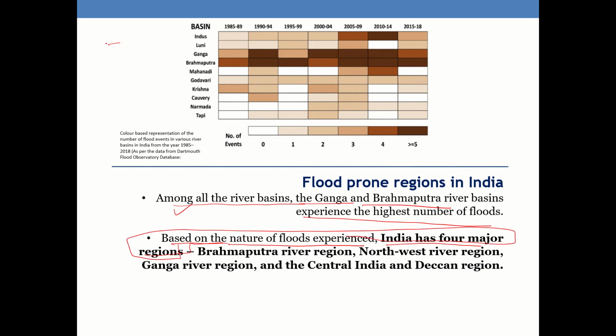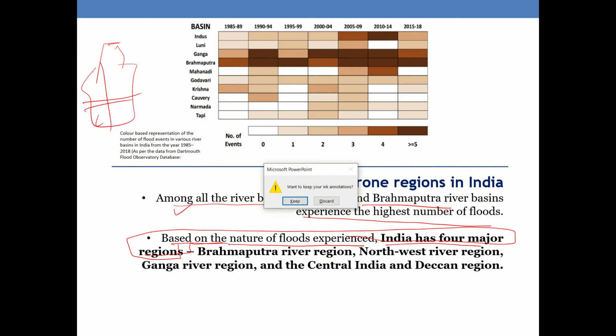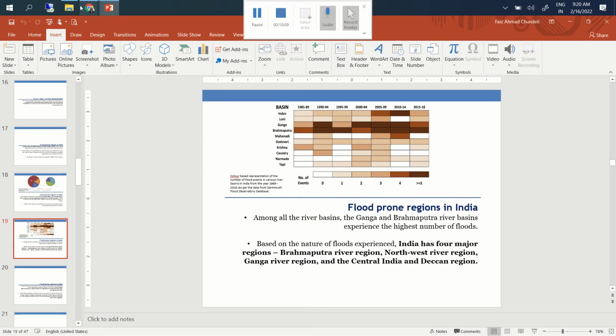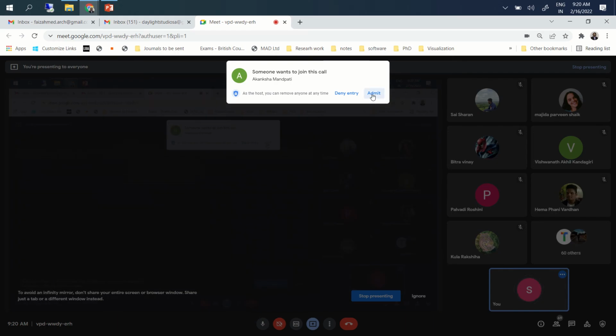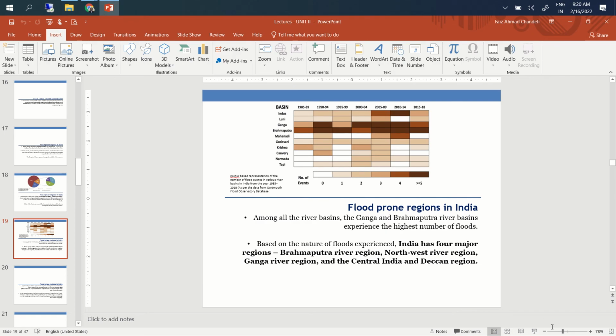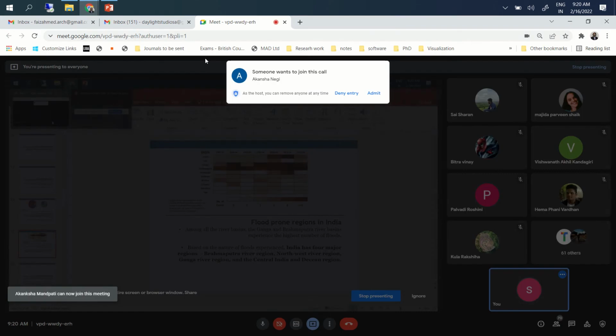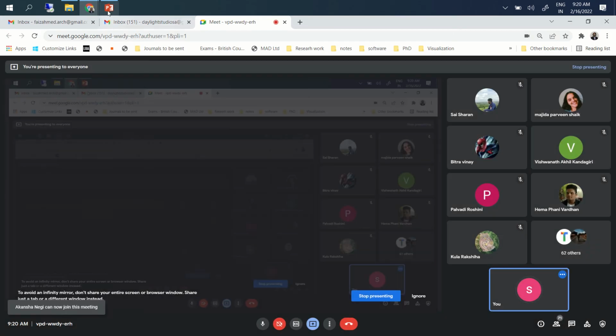regions. I was thinking of putting a map, but I forgot to do that. That will give a clear indication of how we read this data set. Anyway, fine. Maybe after the class I will just share it on WhatsApp for now.